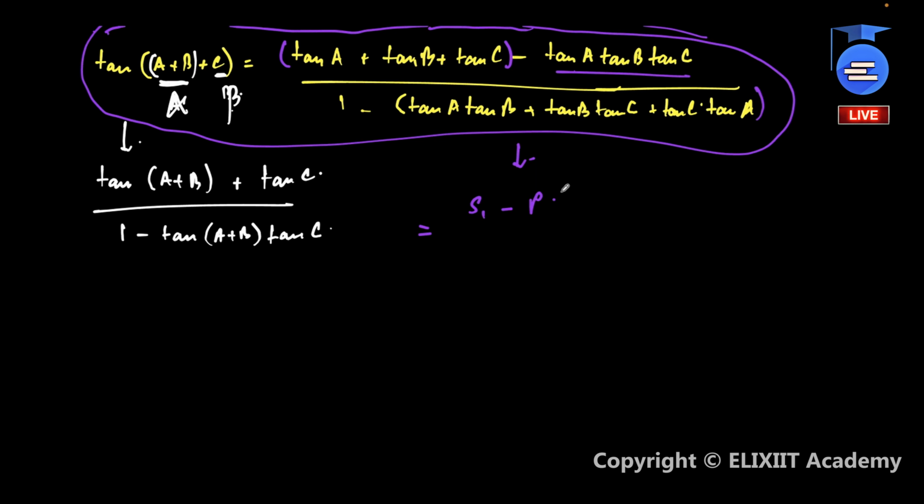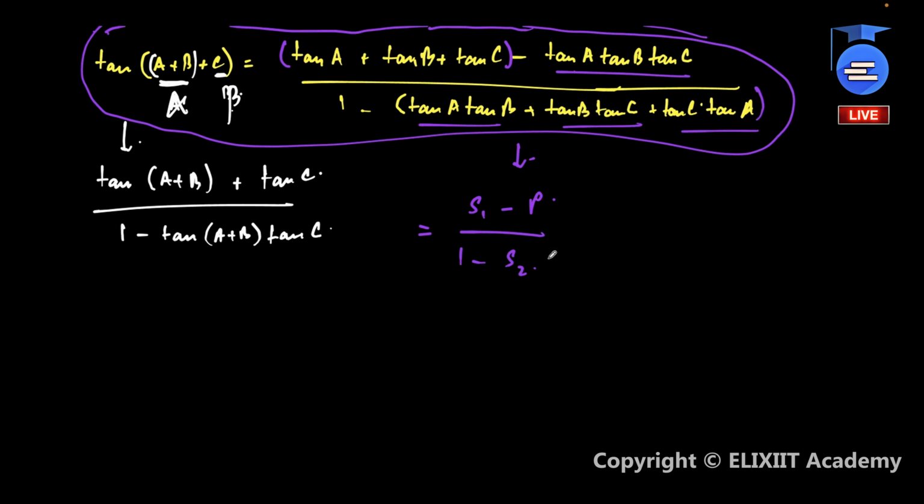S1 minus P divided by 1 minus P, where P stands for product actually. And in the denominator we have 1 minus tan A tan B plus tan B tan C plus tan C tan A. You can see this cyclic order. So this is 1 minus the sum taken 2 at a time.